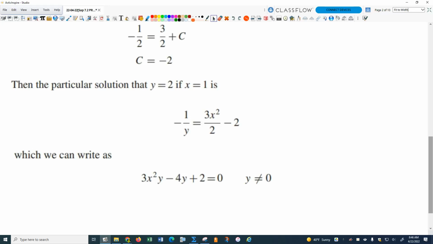Okay, and if you wanted to rewrite that, you certainly could. We could clear the fractions by multiplying everything through by 2y, and we could write it in a different form if we wanted to. Okay, give me thumbs. How we doing on that? That make sense? Okay.